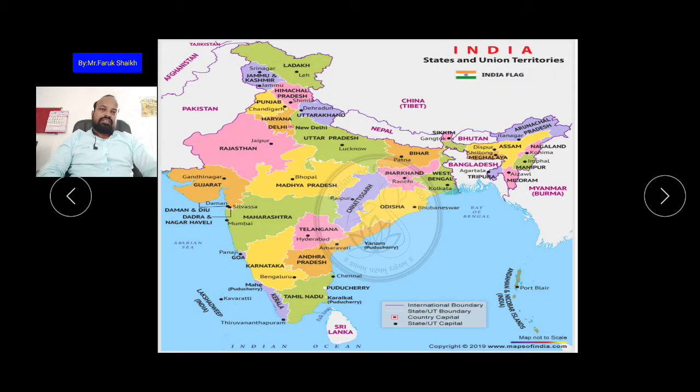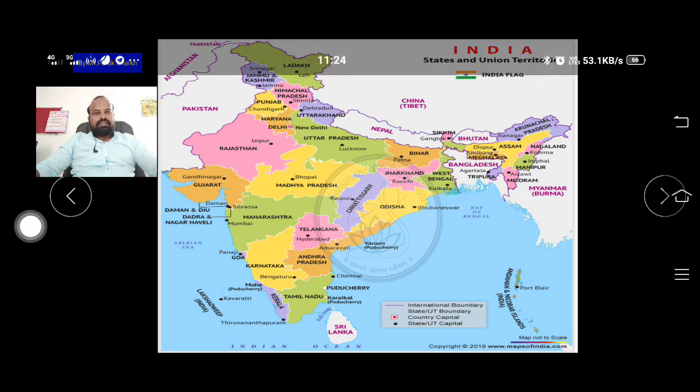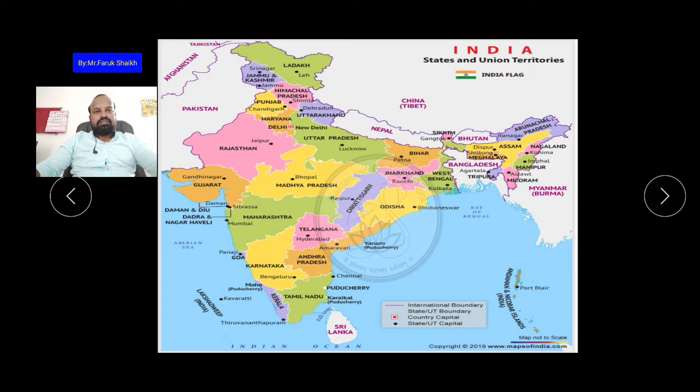Okay students, here you can see this is the map of our country India. If you know in total how many states there are and how many union territories there are, you can comment to me in the comment section. Okay, all the information is given about our country's states and the capitals. You need to understand this first. Here there is Ladakh, and here is Jammu and Kashmir.